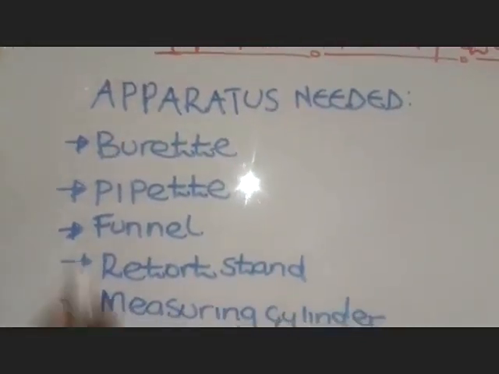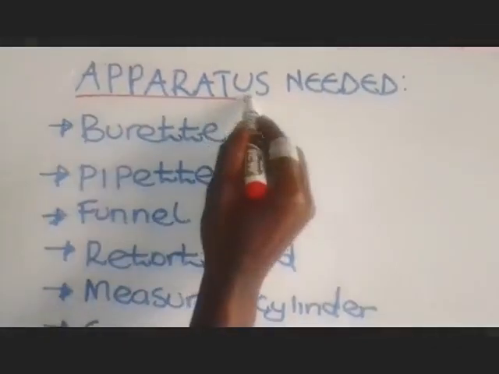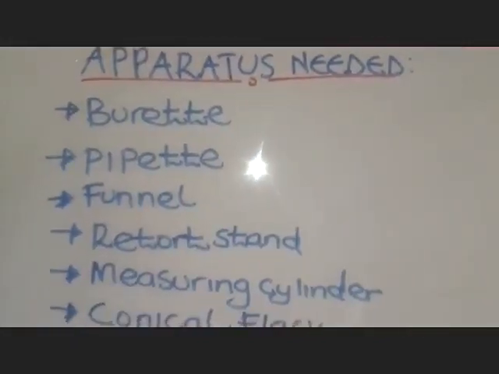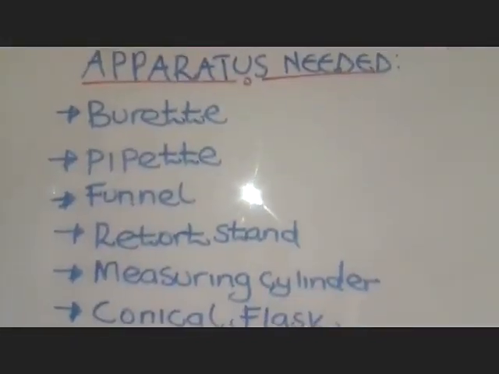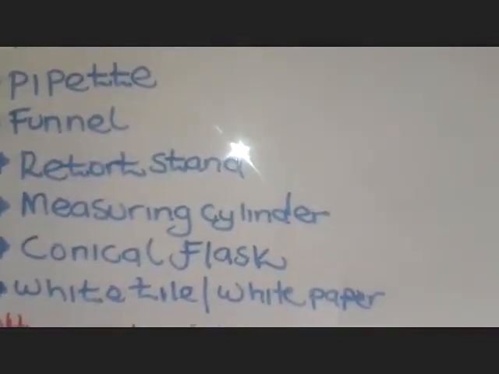When you look at the apparatus we need, you'll discover that we need the following. The burette. We may have different categories of burettes. One of the burettes can be like this one here. This burette may have a tap like this one. Then we may have a burette of this nature, which also has a different tap like that.